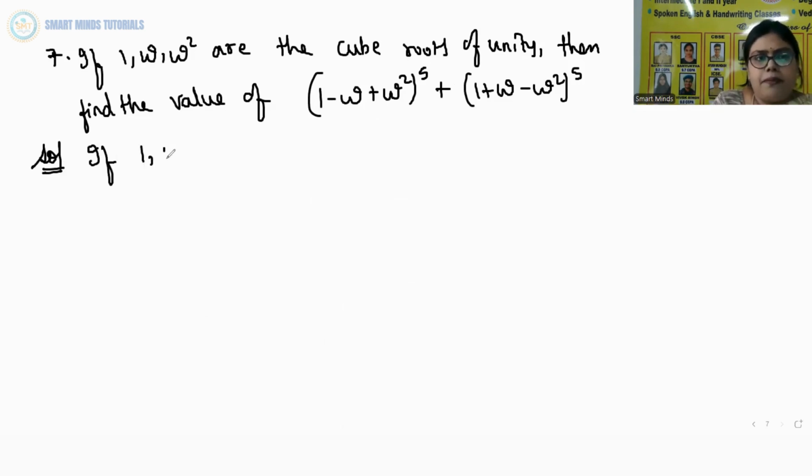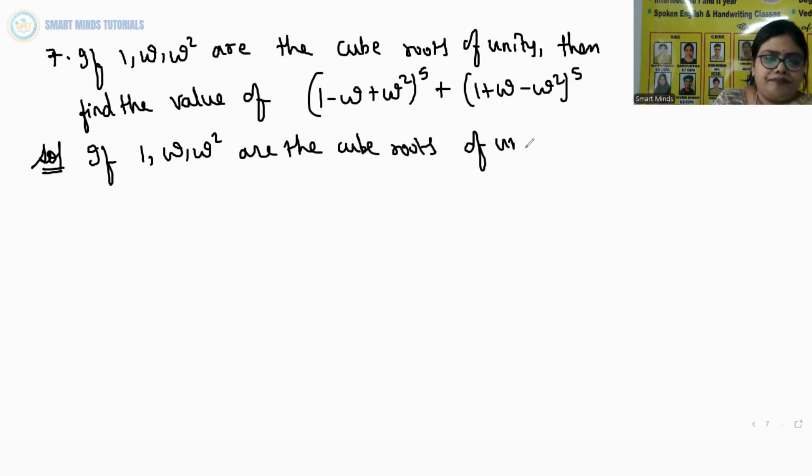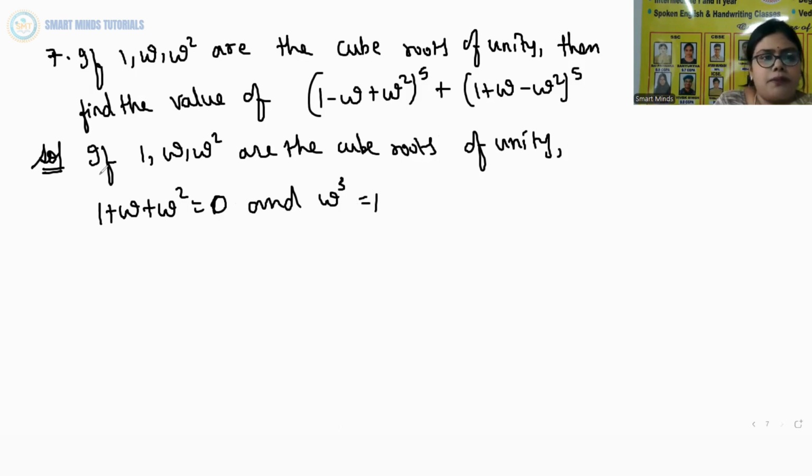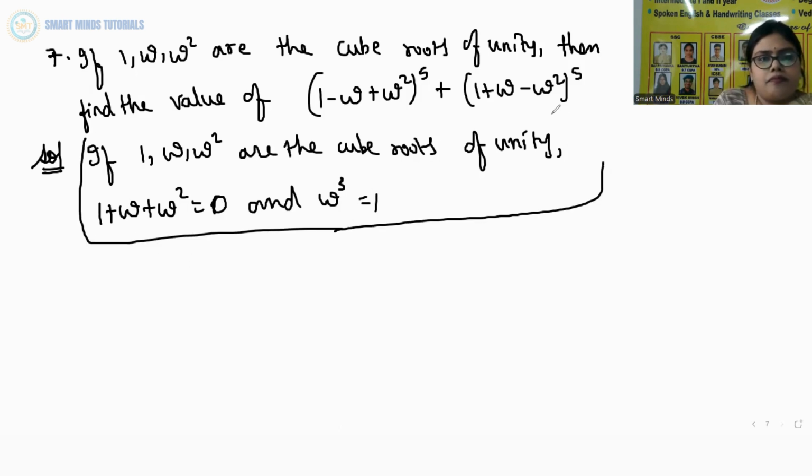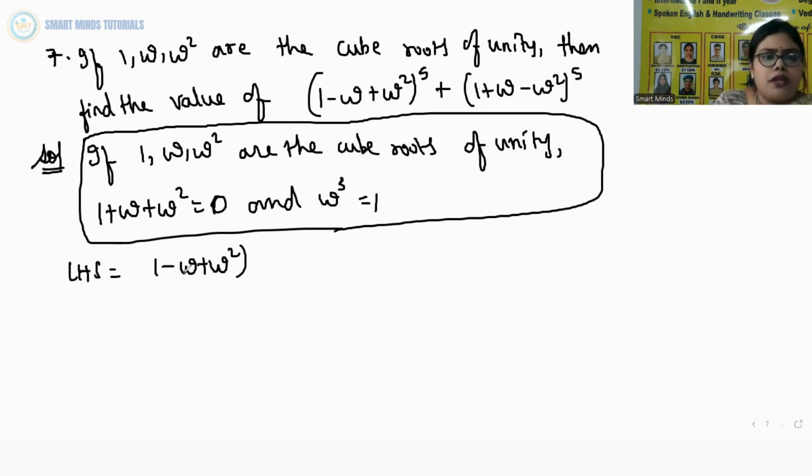Again we write the same step. If 1, omega, omega square are the cube roots of unity, then 1 plus omega plus omega square is equal to 0 and omega cube is equal to 1. This is the condition we use in every question. So first let us take LHS. LHS is (1 minus omega plus omega square) whole power 5 plus (1 plus omega minus omega square) power 5.